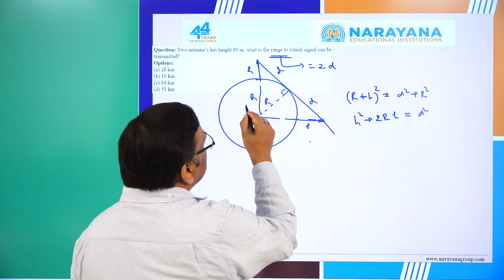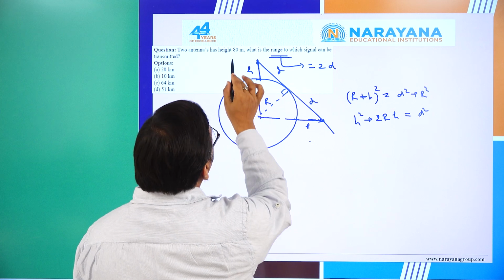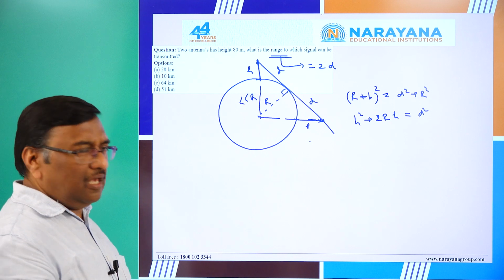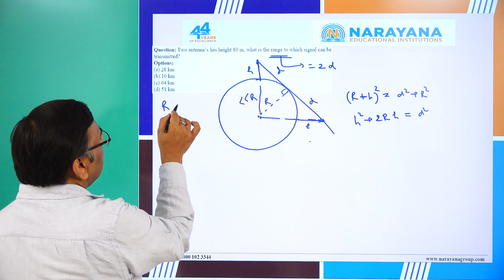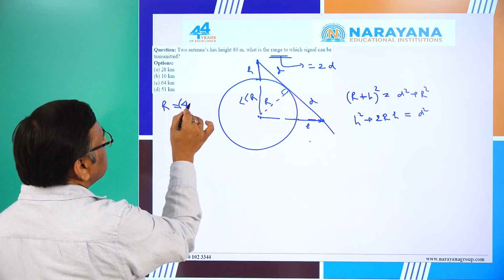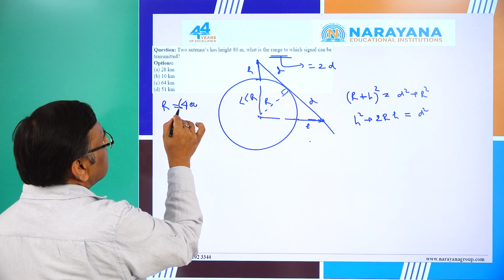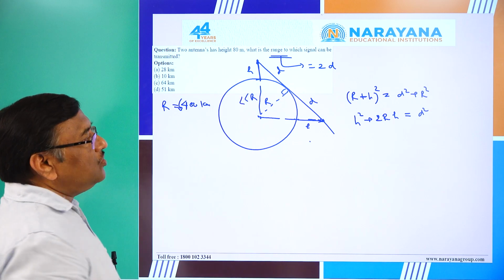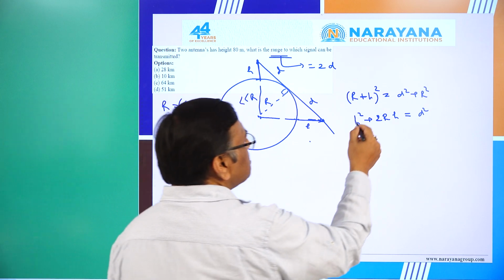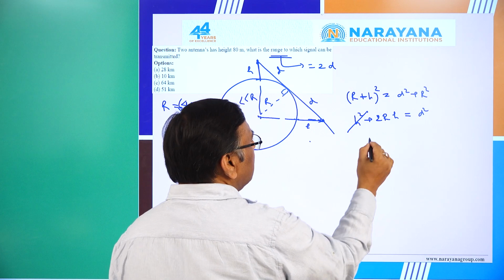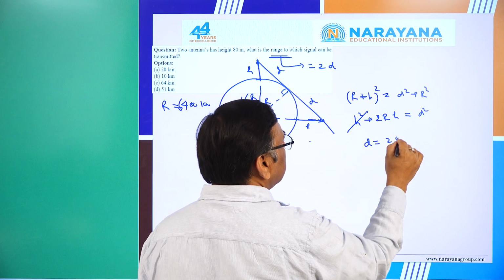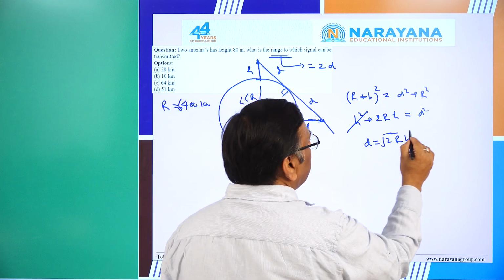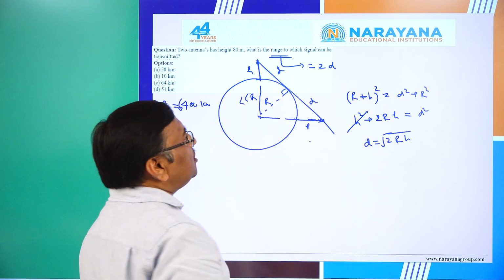One more condition: the radius of the earth is much larger, because height is given to be only 80 meter, and in this question they should also mention the radius of the earth. I hope all of you know that the radius of the earth is 6,400 kilometer. In comparison to this, height h is almost negligible, so h square can be omitted. So d is equal to under root of 2rh. Once I get root of 2rh, the total distance is going to be 2 times this.